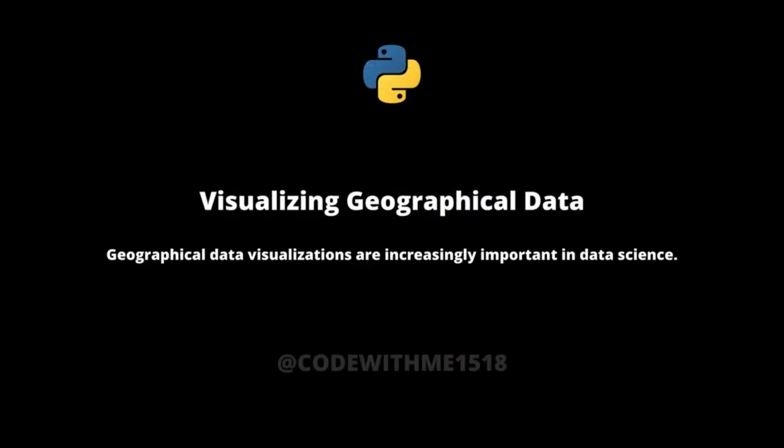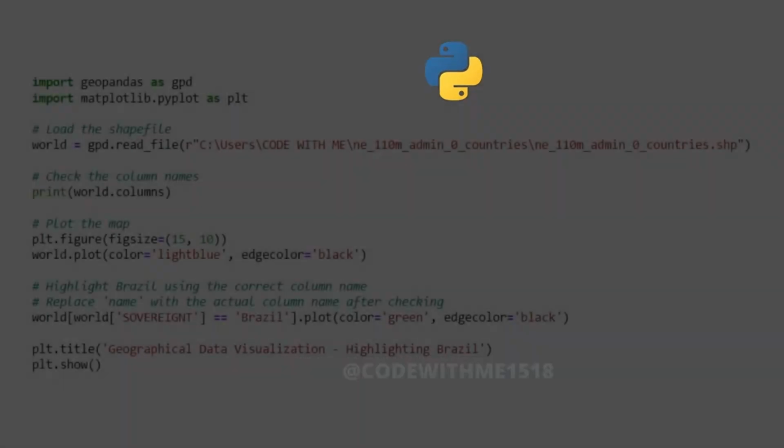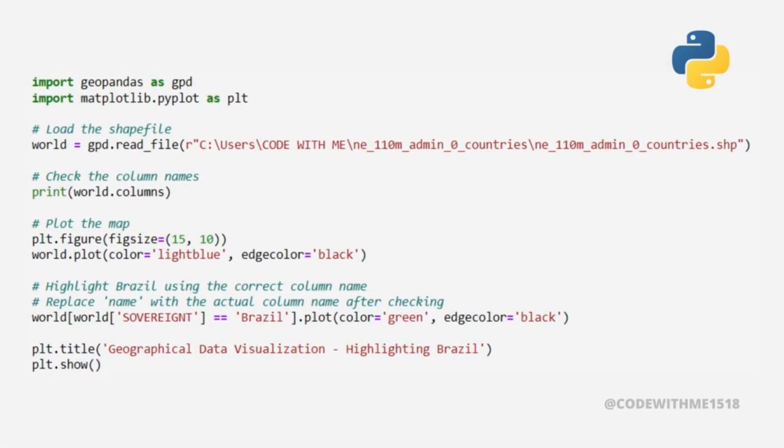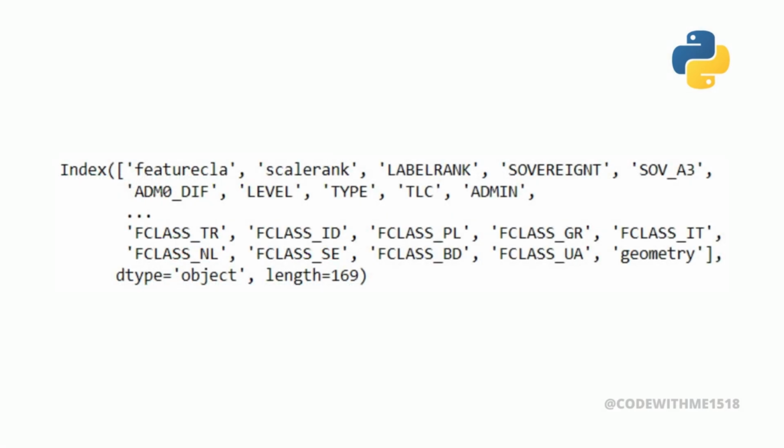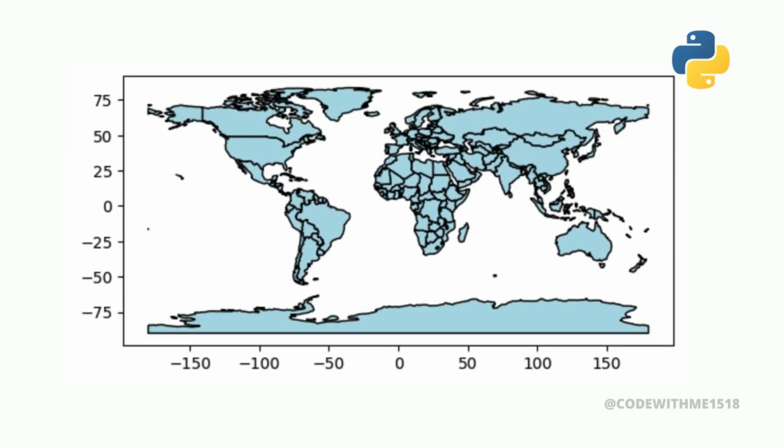Geographical data visualizations are increasingly important in data science. Let's use Python to create a map showing data distribution across different regions. Using GeoPandas, we can easily visualize geographical data. Here, we've highlighted Brazil on the world map, but you can adapt this to show data across multiple regions or countries.